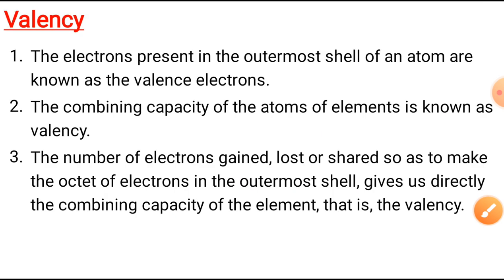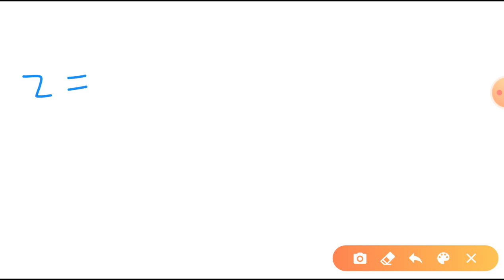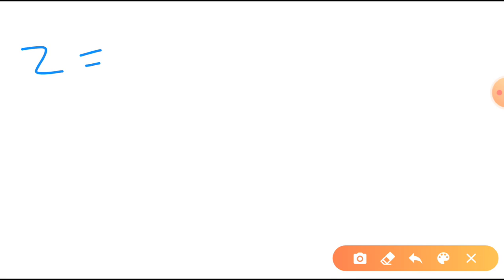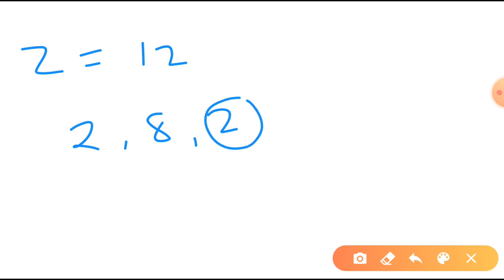Now let's talk about this topic more. You have seen what valency is. Now one thing must be known to us. If we want to find out valency, then valence electrons are very important. Let us take one example. Let's take it from the very beginning. Atomic number equals 12, that is magnesium. The electronic configuration will be 2, 8, 2. Now have a look at the number of valence electrons. You can see the number of valence electrons is 2.